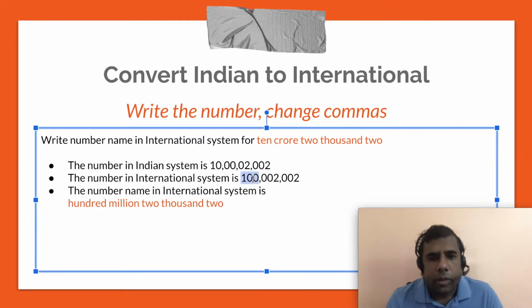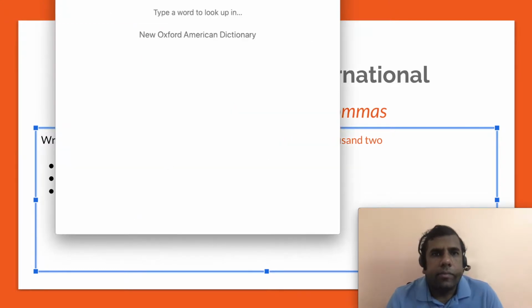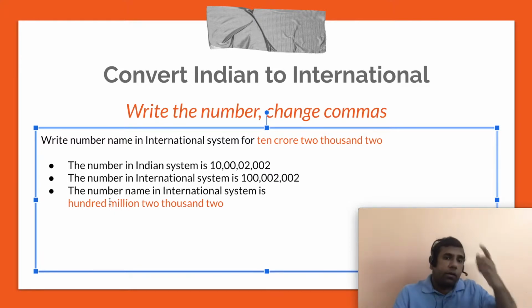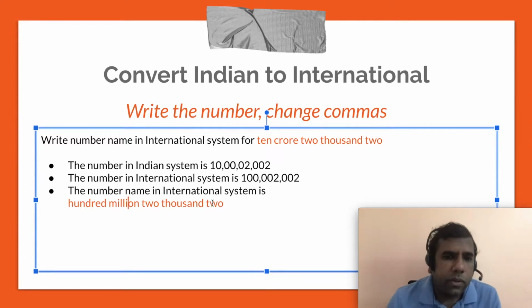So what is this number? It's 100 million, because in the millions place there is 100. We'll write 100 million, then we'll write 2000 and 2. So 100 million 2002 is the number.